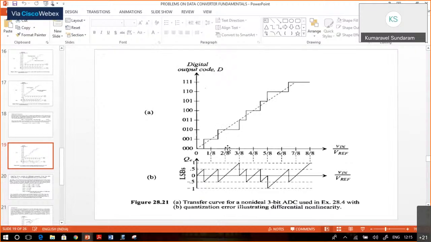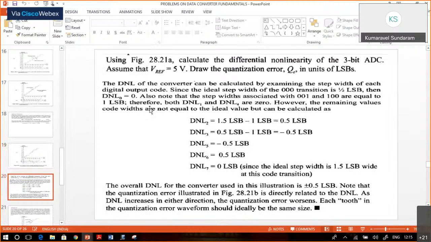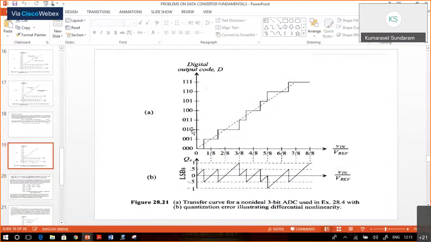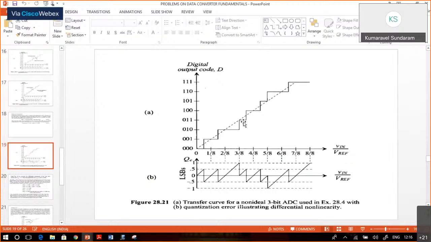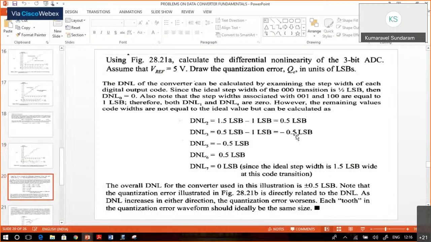Okay, so we need to calculate for the remaining ones. DNL of 2, that means for the digital code 010, that is 2, the actual step width is 1.5 LSB. The ideal step width is 1 LSB, so it's going to be 0.5 LSB. Similarly, DNL of 3, for 011, that is the decimal number 3, the actual step width is 0.5. Ideal step width is 1 LSB, so it is minus 0.5 LSB.